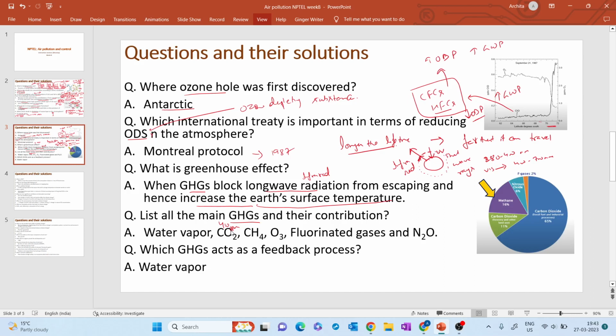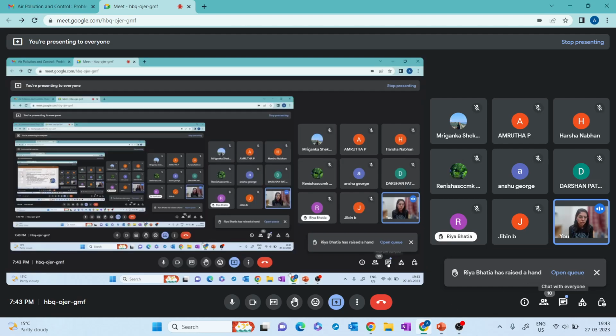So the more greenhouse gases there are in the atmosphere, the more Earth's surface temperature will increase, and hence it becomes like a fireball over time. If this keeps on increasing, Earth's temperature would go to 50 or something, which we don't want, but you cannot do anything about it. It's okay.